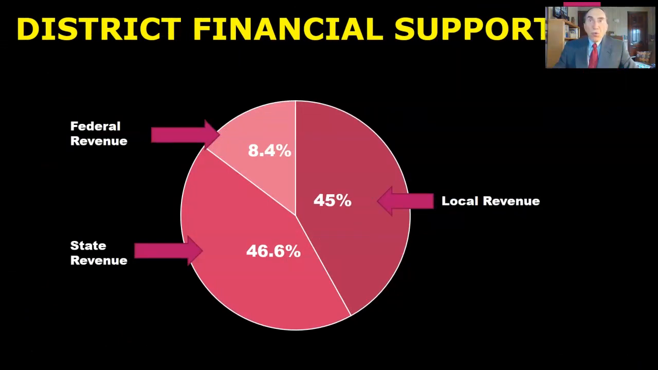On average, local revenue sources supply approximately 45% of the total funding for elementary and secondary public schools. State sources deliver 46.6%, and federal revenue completes a district's financial support with 8.4%.